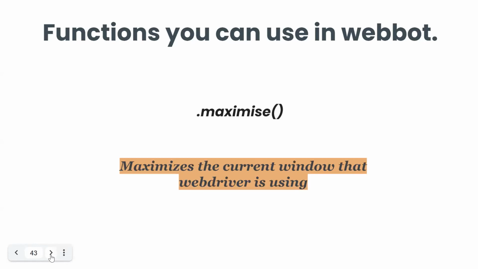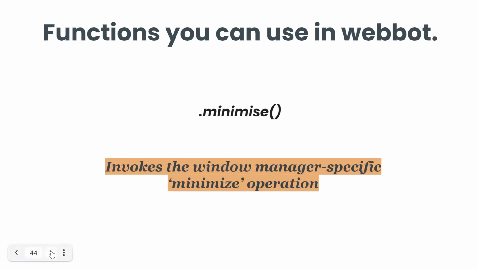Okay, so maximize is different from full screen. I mentioned that full screen is F11. Maximize is, for Windows users, the middle button on the top right-hand corner. I will show that later. And minimize is the same button, minimizing it. Let's show what I mean by full screen, maximize, and minimize.